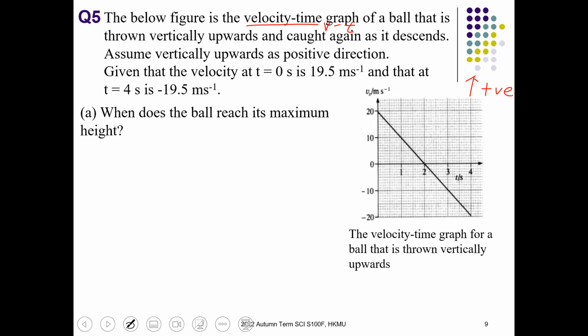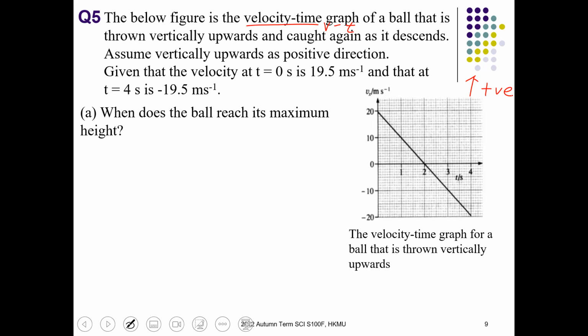In part A, it is about when does the ball reach the maximum height. Indeed, what we know is that when we consider the motion of the ball, we are throwing up a ball. The ball should go up, and at some point under the influence of gravity, it must drop after some period of time. When it goes up and reaches the maximum point, it will drop. At this point, we consider this is the maximum height.